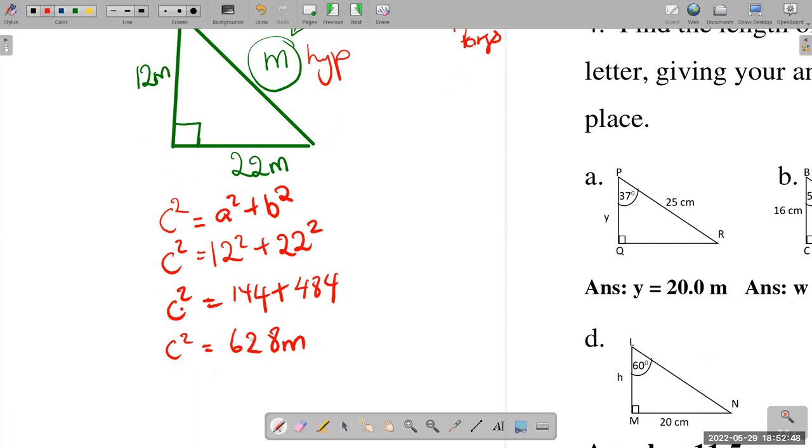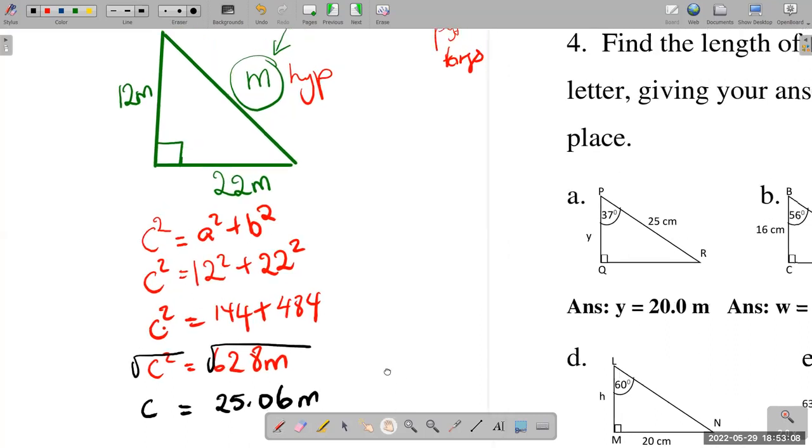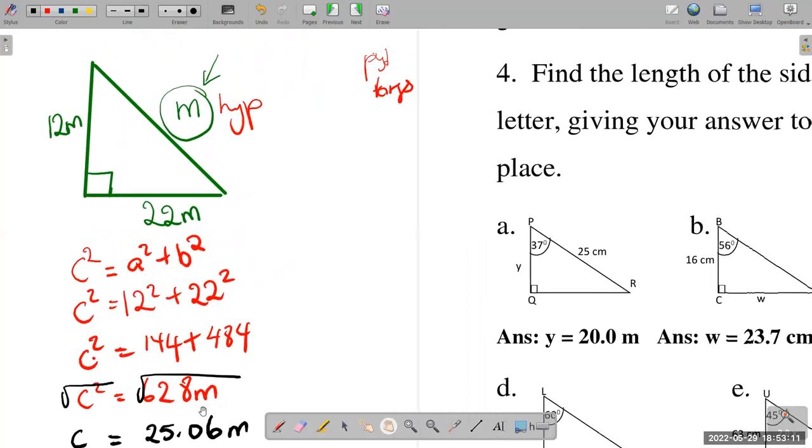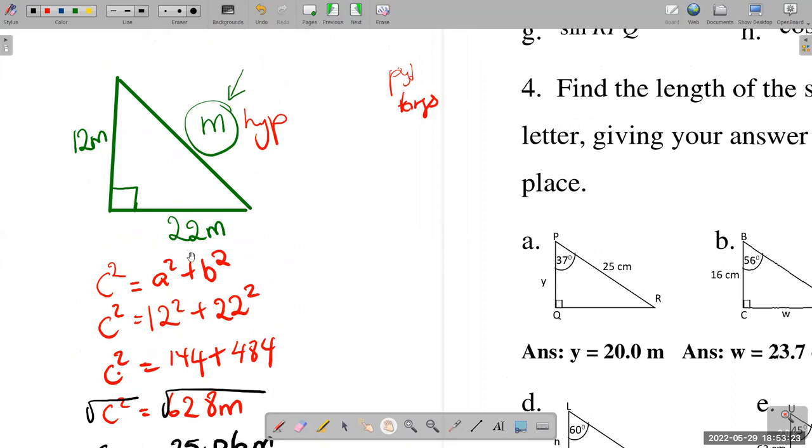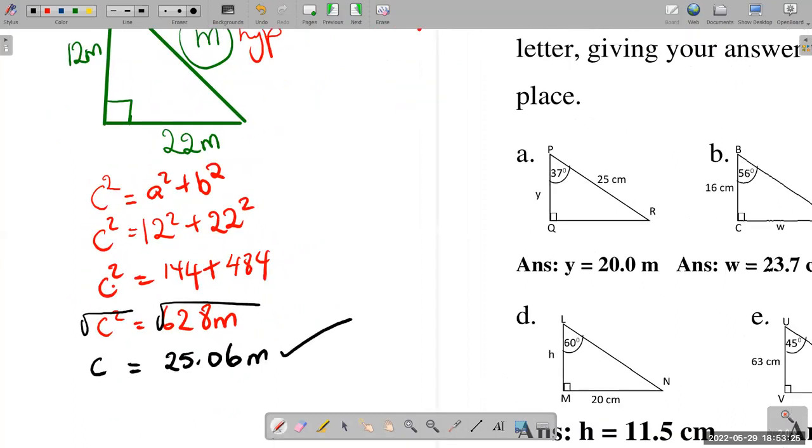Now, is this my answer? Did they ask us for C squared or C? So what do we do last? We square root both sides. Excellent. So when we square root both sides, C is equal to, what's the answer? 25.06 meters. Now, question: how do we know this is kind of right? We know the hypotenuse is always the longest side. So it has to be greater than 12 and greater than 22. So it's looking like we're good to go. Everybody see how to use Pythagoras? Remember how to use it?